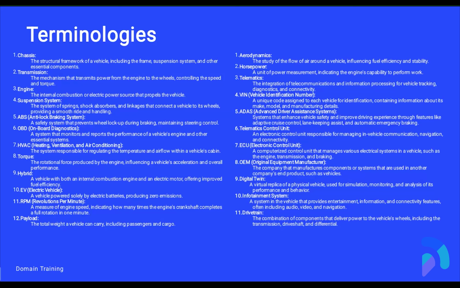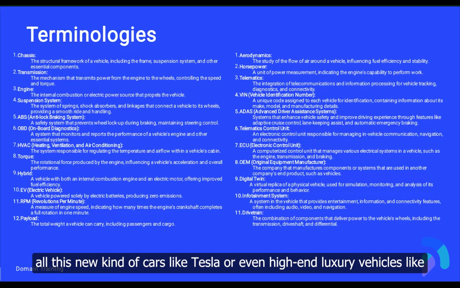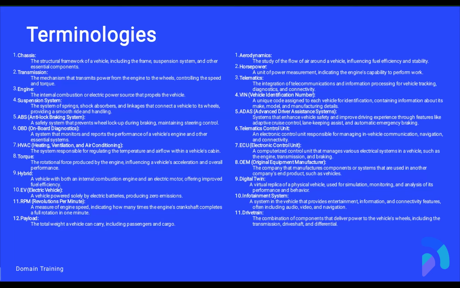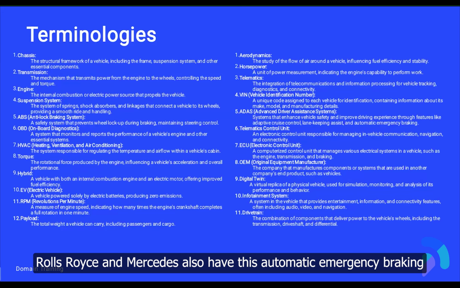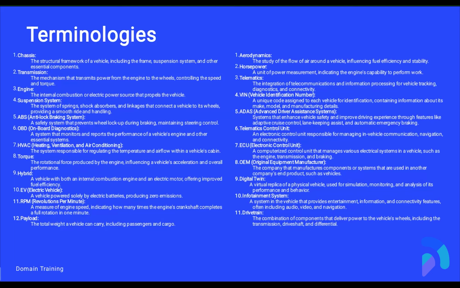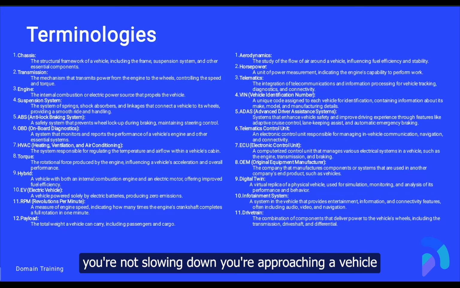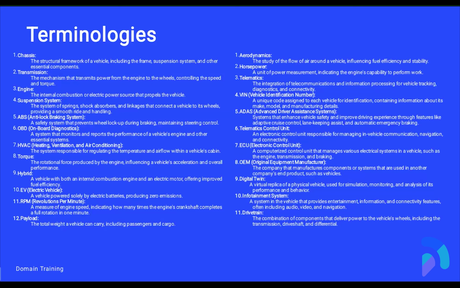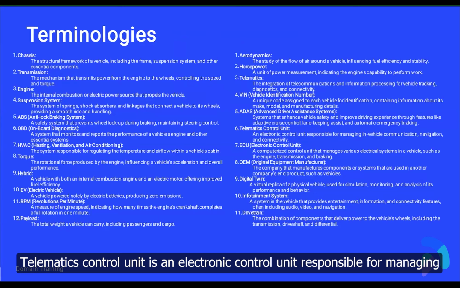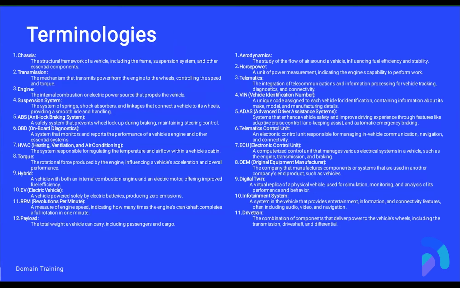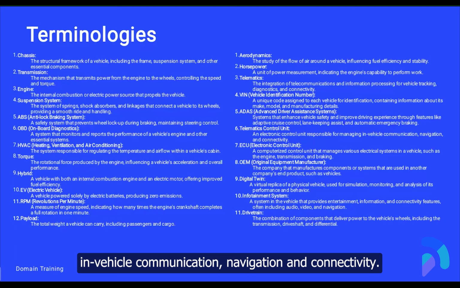Automatic emergency braking. Yeah. So all these new kinds of cars, like Tesla, or even high-end luxury vehicles like Rolls Royce and Mercedes also have this automatic emergency braking, where if a driver sort of dozes off, right, and there's a vehicle in front, the sensor automatically tracks that you're not slowing down, you're approaching a vehicle, and automatically enables the emergency braking. Telematics control unit is an electronic control unit responsible for managing in-vehicle communication, navigation, and connectivity.